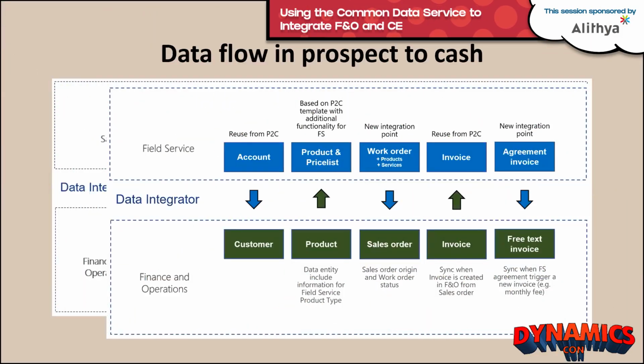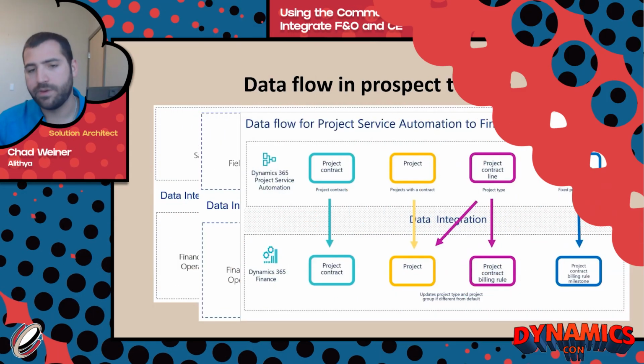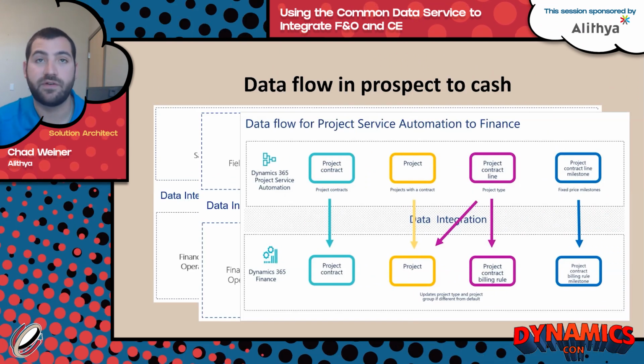Microsoft also has additional data flows, one for field service, so work orders and agreements can flow back and forth with finance and operations. And then they also have a data flow for the PSA, project service automation, where project contracts and contract lines and milestones can move back and forth. So lots of different scenarios here for integrating the Dynamics 365 business applications.